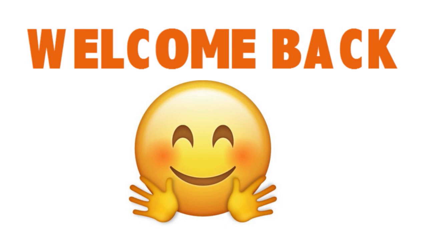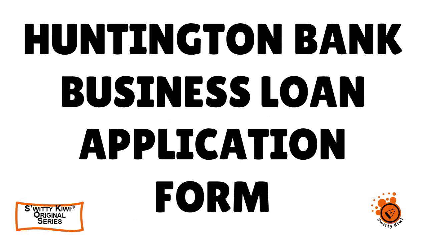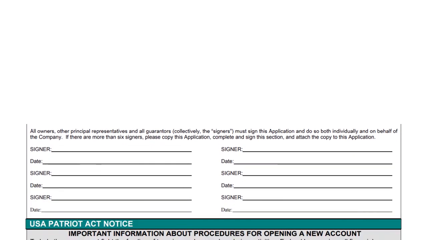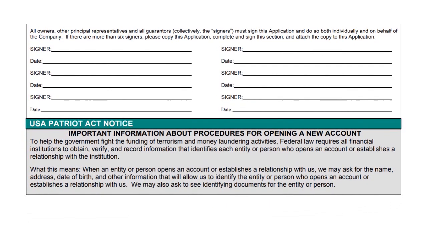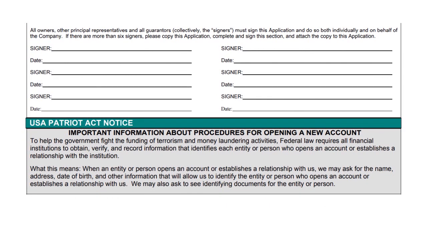Welcome back, folks, to another section of the Awesome Sweetie Kiwi Show. We are still having a conversation about Huntington Bank business loan application, line-by-line instructions. And I want to show you now that all owners of the business must sign. So you can see on the screen here that you want to sign, you want to date, okay?